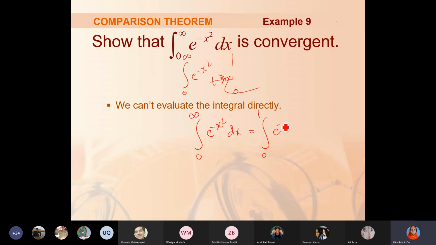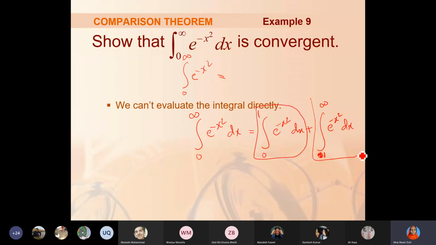From 0 to 1, and from 1 to infinity, e power minus x square dx. So this is my definite integral, and this one is an improper integral. This is a definite integral because the area under this curve is finite. So the region under this curve is finite, so the area would also be finite. So I need to check this one, e power minus x square from 1 to infinity, whether it is finite or infinite.